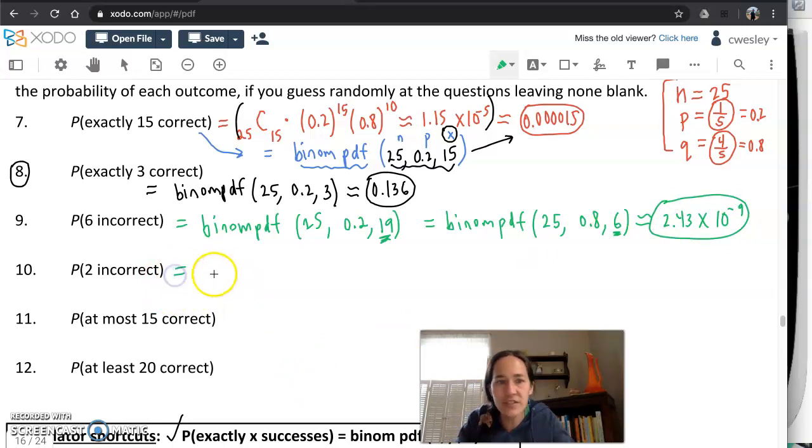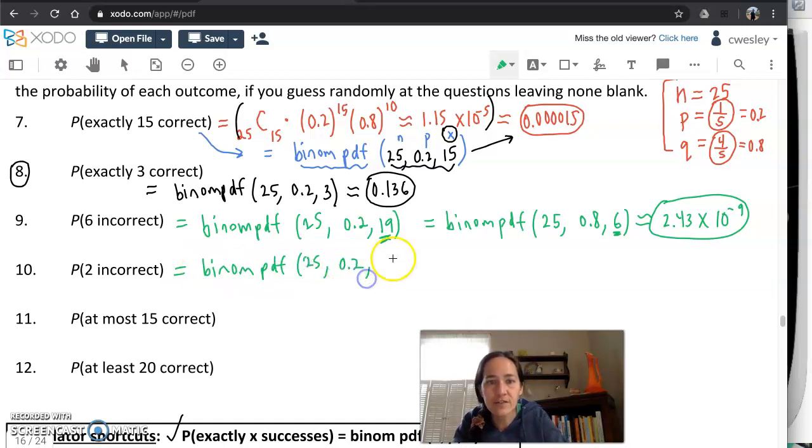2 incorrect, I'll just set it up one way. If I'm only getting 2 wrong, this is really good news for me. This is a binom PDF, 25. I have a 0.2 chance of getting an answer right, and I want to get all but 2 of them right. So 25 minus 2 gives me 23 correct. We could also set this up with a 0.8 and a 2. Pause if you want to try typing it in, see what answer you get. You get 1.611 times 10 to the negative 14th. Those are good examples of how you could use the binom PDF.